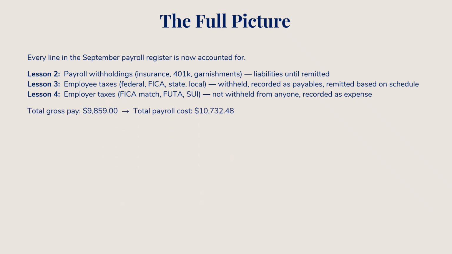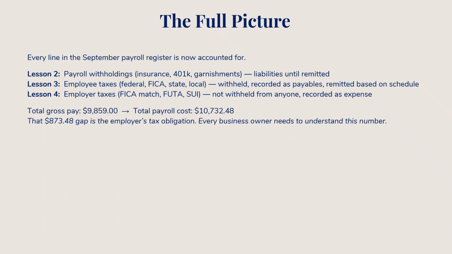Total gross pay is $9,859. Total payroll cost is $10,732.48. That $873.48 gap is the employer's tax obligation. Every business owner needs to understand this number. Module 2, payroll journal entries. We will use the same register, same numbers, but now we will record them and get them on the books.